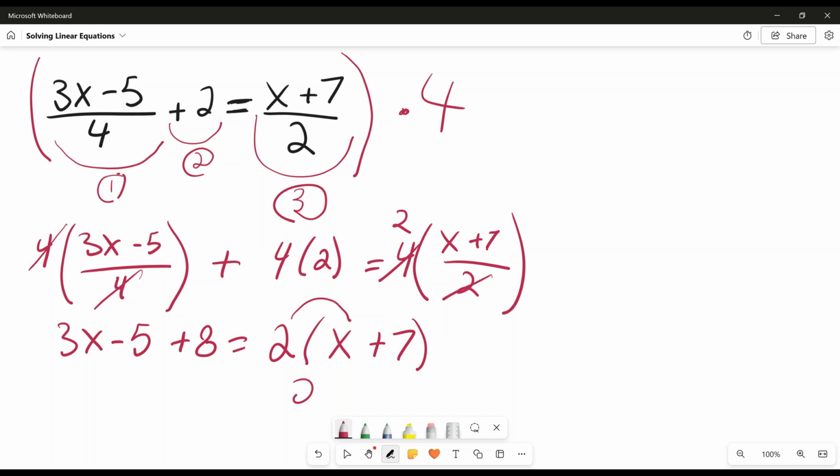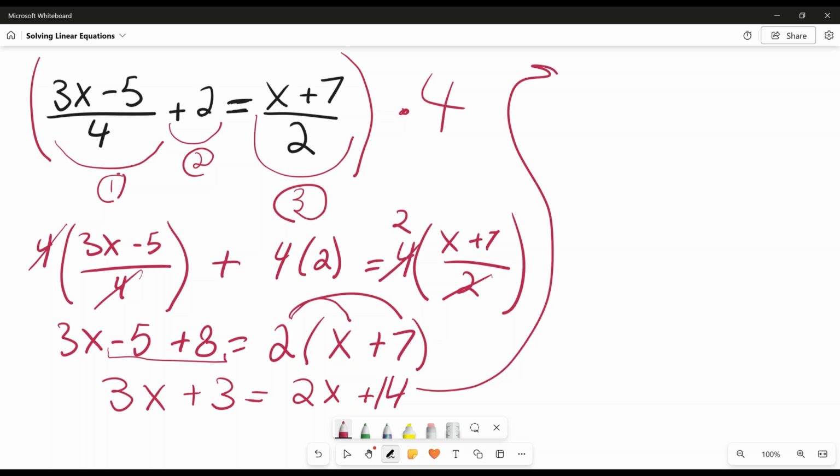So 2 times x, you'll get 2x. 2 times 7, you'll get 14. And on your left side of the equation, we can actually combine like terms right here. The negative 5 plus 8 would give you positive 3. So you're left with 3x plus 3. Let's take this up here and continue solving for x. I'm just rewriting it.